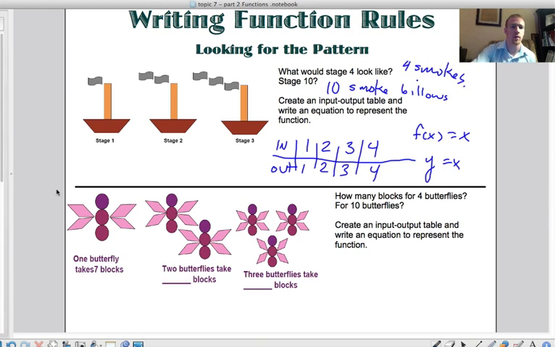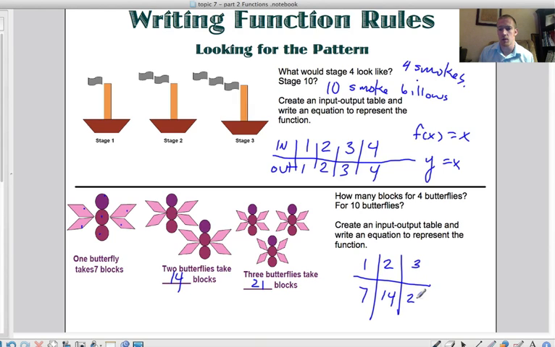Alright, so one butterfly takes 7 blocks: 1, 2, 3, 4, 5, 6, 7. 2 butterflies is going to be 7 plus 7, that's 14 blocks. 3 butterflies is going to be 21 blocks. So create an input-output table. That would just be 1 butterfly, 2, 3, and they don't have to go horizontal. They could go vertical as well: 7, 14, 21.